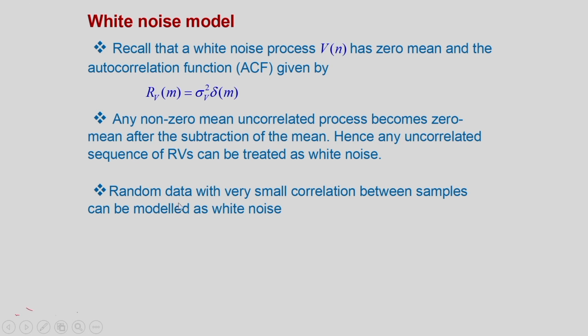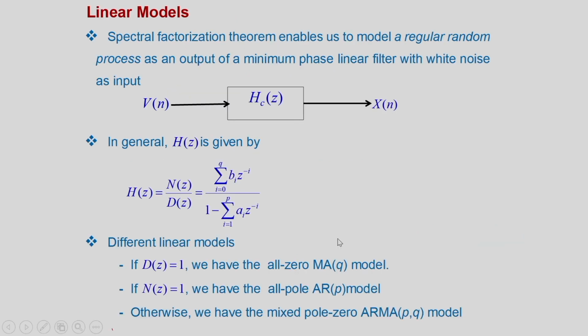Now, random data with very small correlation between samples can be modeled as white noise. That means, suppose Xn is one sample and Xm is another sample, and if the covariance between them is equal to 0 for n not equal to m, then we can treat this data as white noise.